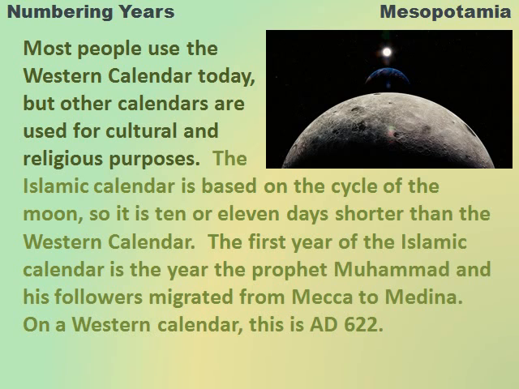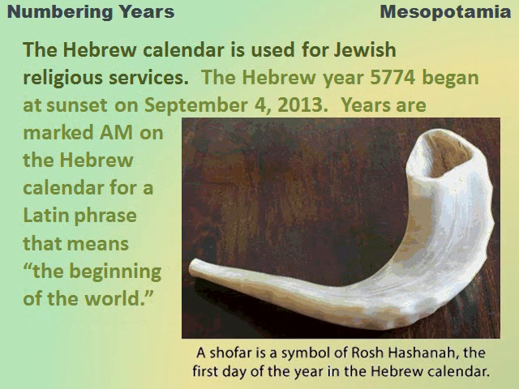Most people use the Western calendar today, but other calendars are used for cultural and religious purposes. The Islamic calendar is based on the cycle of the moon, so it is 10 or 11 days shorter than the Western calendar. The first year of the Islamic calendar is the year the Prophet Muhammad and his followers migrated from Mecca to Medina. On a Western calendar, this is AD 622.